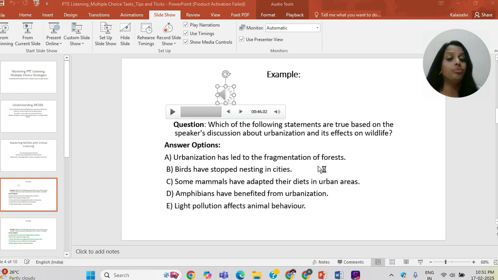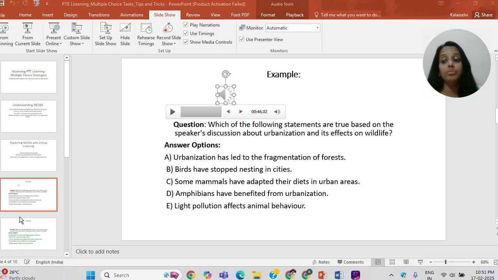Urbanization has led to the fragmentation of forests. Birds have stopped nesting in cities. Some mammals have adapted their diets in urban areas. Amphibians have benefited from urbanization. Light pollution affects animal behavior. If you want, you could play the video one more time and you can listen to that audio and try to find out the right options.